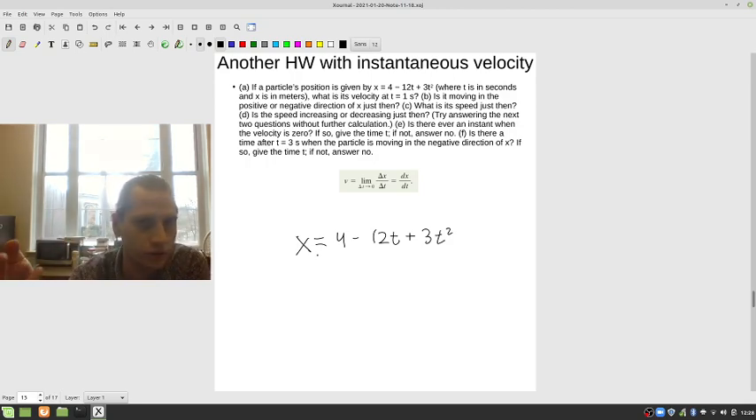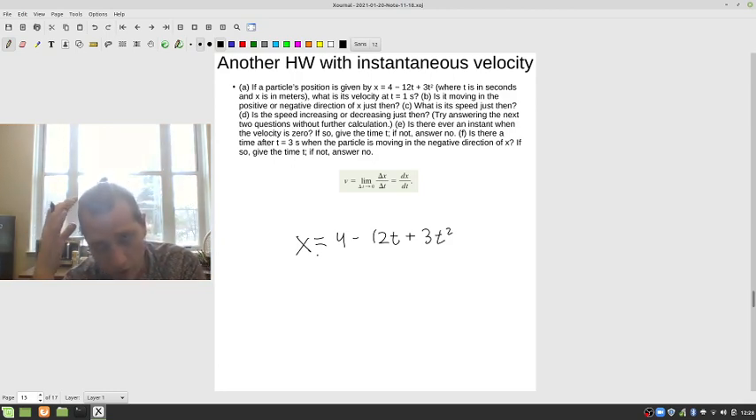Where your velocity is positive, that means the particle is going forward. Where it's negative, that means your particle is going back. So I'm not going to work through this one with you. I would like you to try it. If you have questions about it, shoot me an email and we can try it on Friday.